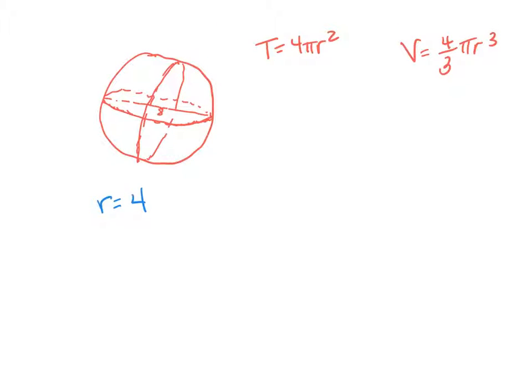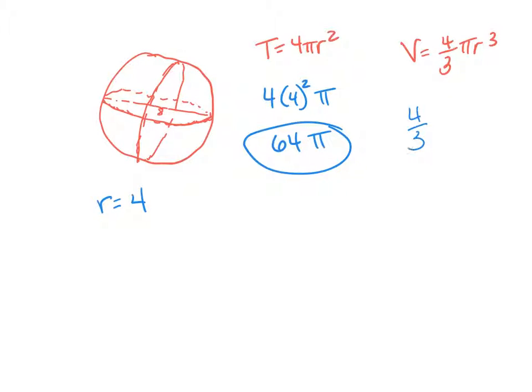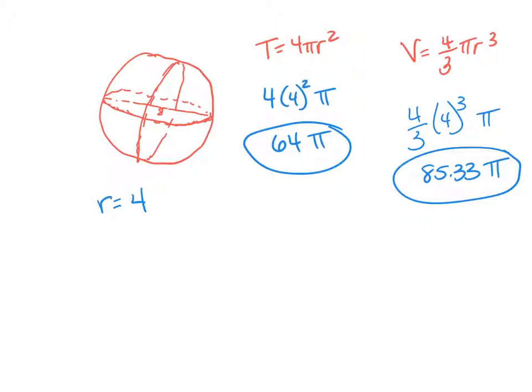So once we have the radius for a sphere, we just put it all in the calculator. So we have 4 pi, and then 4 squared with a pi at the end. That is 64 pi. That is your total surface area. Your volume is going to be 4/3, and then we're going to put 4 cubed and pi. So it's 85.33 pi. And they're going to give you ugly numbers because you've got 4/3 in the front. And unless the radius is a multiple of 3, you're going to get ugly numbers, okay?